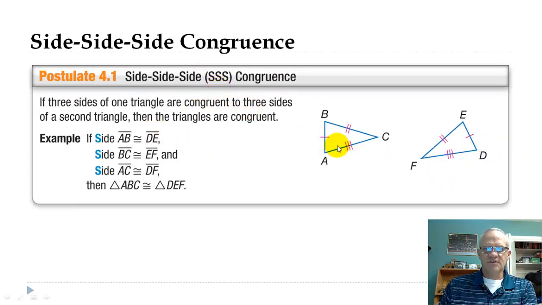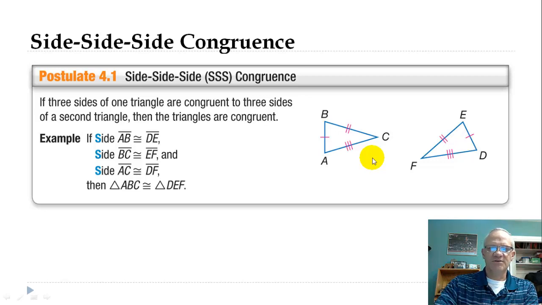Basically what this says is that if you have two triangles, and in each of these triangles you know that all three sides are congruent to each other. In this case, AB is congruent to ED, BC is congruent to EF, and AC is congruent to FD, then the two triangles have to be congruent because of the side, side, side congruence. Okay, that's all you're saying: do they have all three sides that are exactly the same length? Then we know it has to be congruent because of side, side, side.